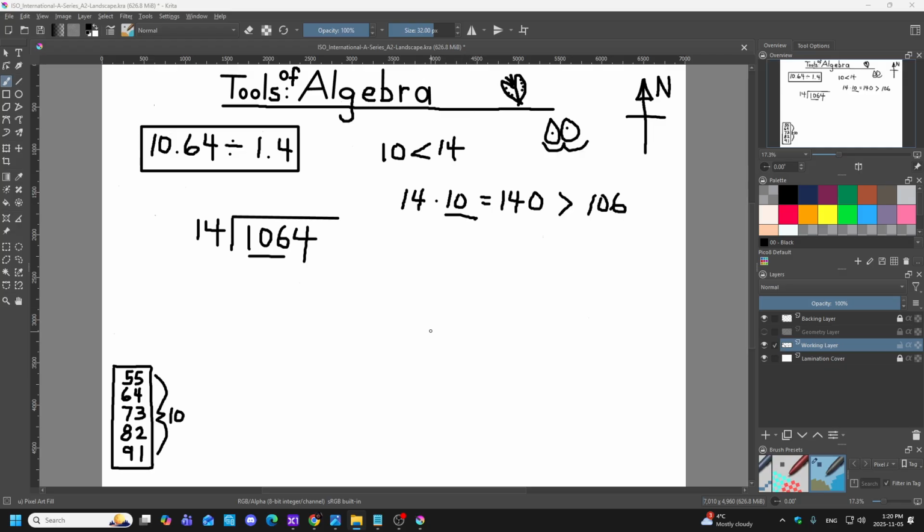Okay, so I could do this in two ways. There's two ways to figure out that number that's less than 106. We can go 14 times 9. And then if that's not the number, we can go then 14 times 8. And if that's not the number, we continue. Okay, that's one way of doing it.